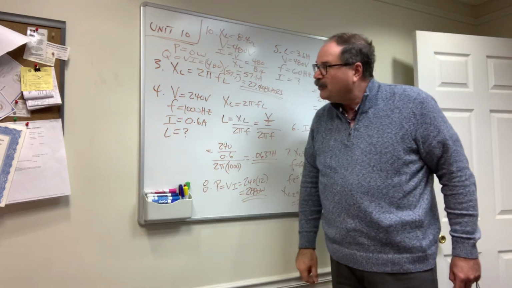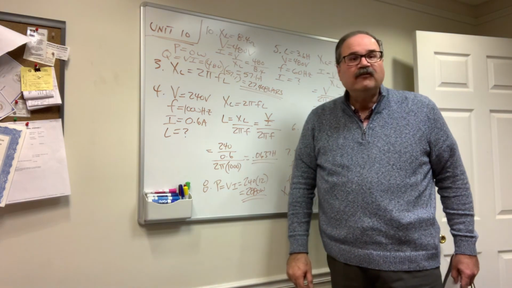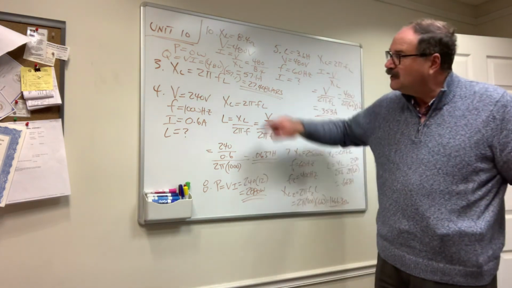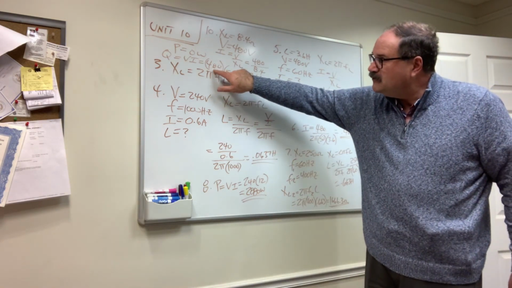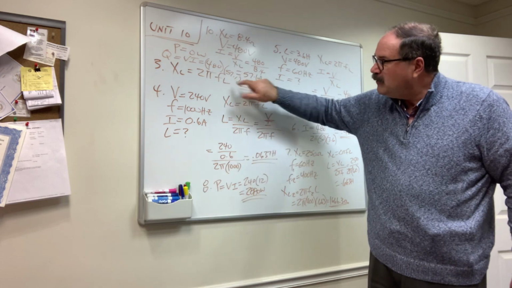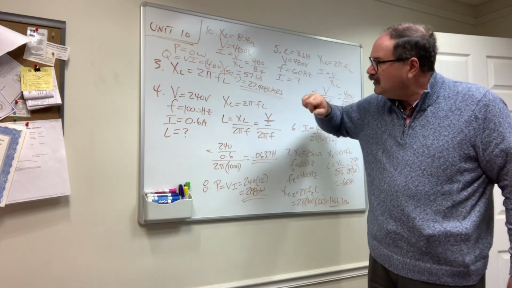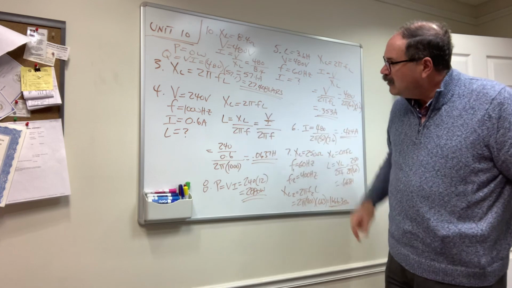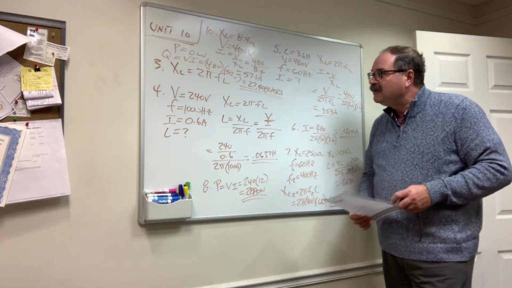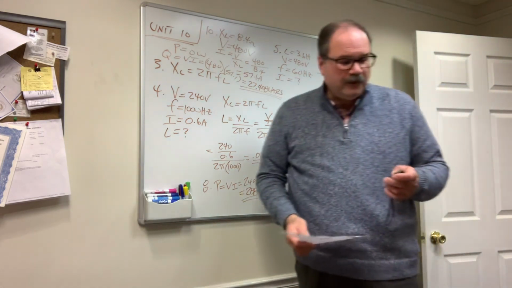So the final part of this calculation, we want to solve for the total number of VARs in the circuit. So I take the voltage V, 480, multiplied by the current we just calculated, 57.1 amps, will give us 27,408 VARs. Thank you.